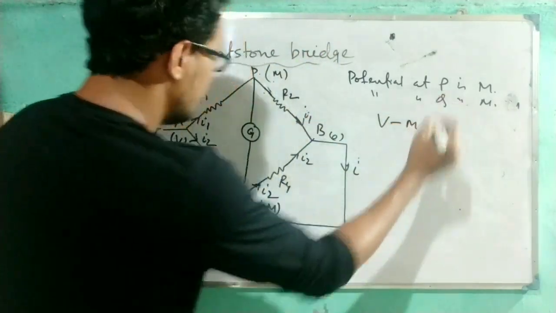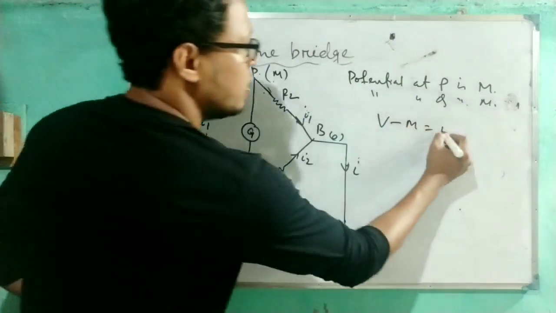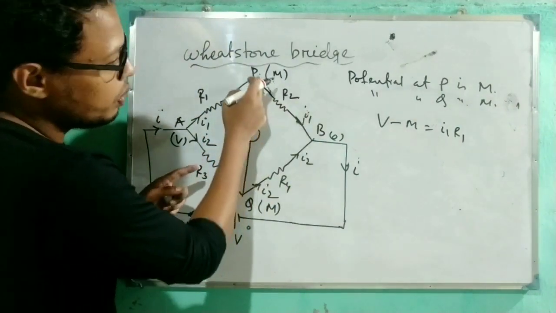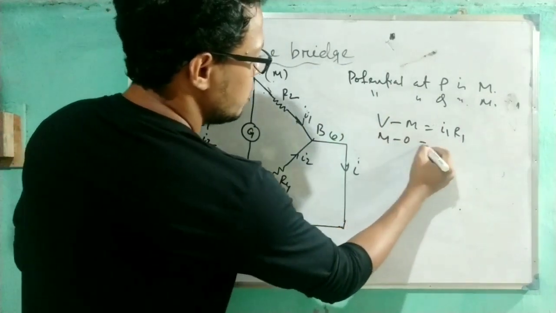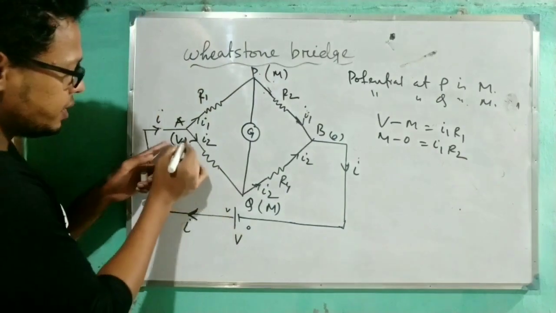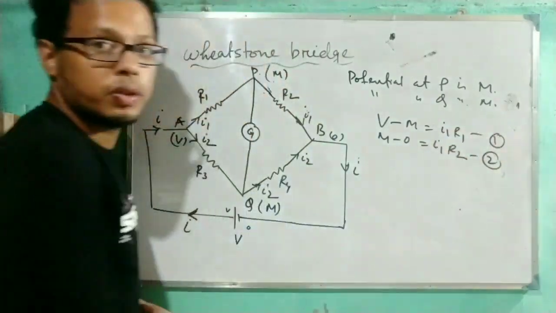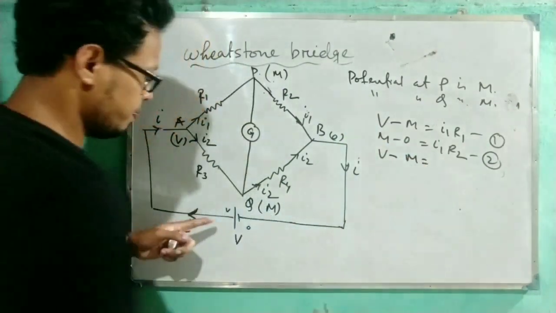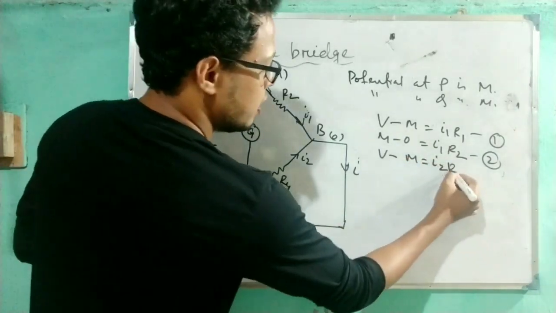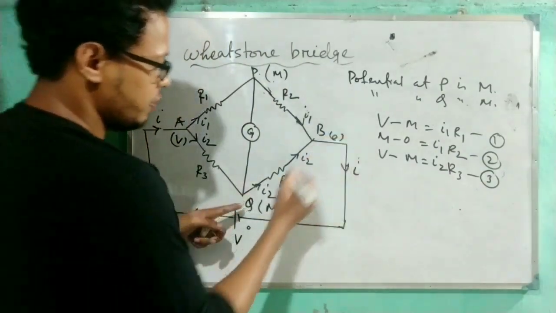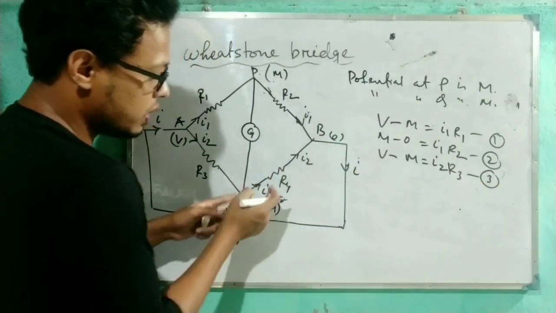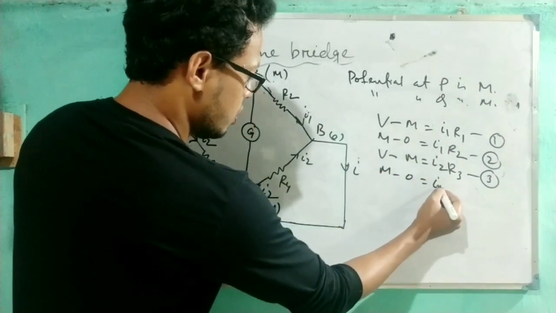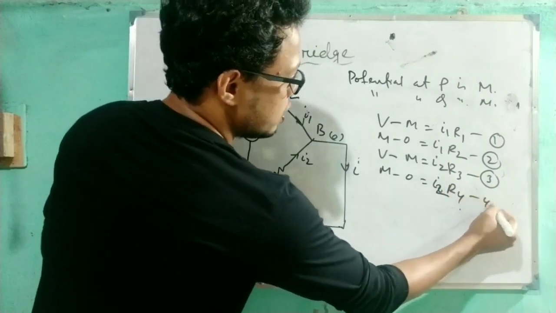That's why V minus M equals I1 into R1. Now in between P and B, the potential difference obviously is M minus 0 equals I1 into R2. Call these equation number 1 and 2. Now in the same case, in between A and Q, the potential difference will be V minus M equals I2 into R3, which is equation number 3. And in between Q and B, again this is high, this is low, because the current is flowing from higher potential to lower potential. So this will be M minus 0 equals I2 into R4, which is equation number 4.